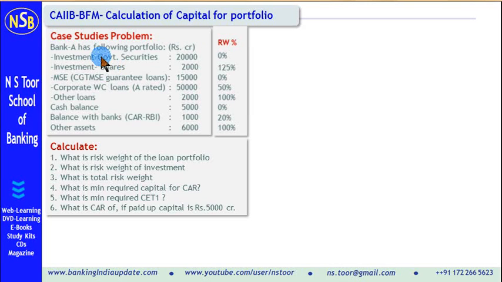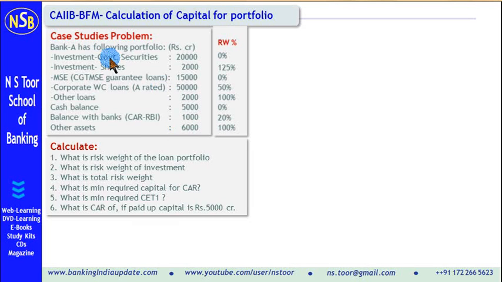Investment in government security 0% risk. Investment in shares 125% risk. MSE loans granted by CGTMSE guarantee 0% risk. Corporate working capital loans A rated 50% risk. Other loans 100% risk. Cash balance 0% risk. Balance with other banks which are complying with CAR of RBI 20% risk, and other assets 100% risk. Now based on this rule, we shall calculate the value of risk weighted assets one by one.